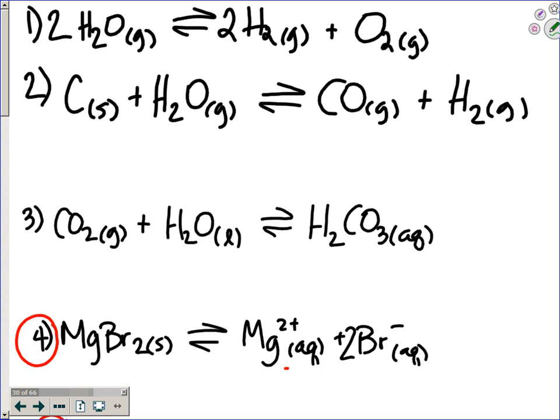H2O to the second power. Those are all gas, gas, gas. We need all of them in our expression. So gas, gas, gas, all gets involved. All right, next, number 2, the carbon example.